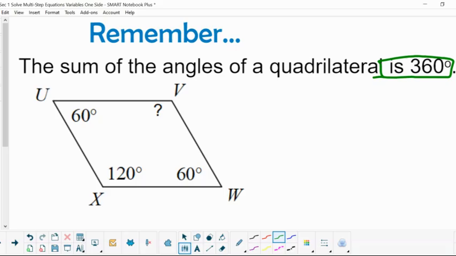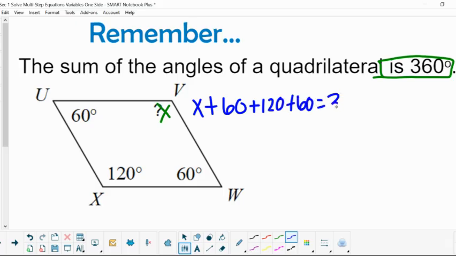To find this missing value, we can make an equation to help us find the missing value because we know they add to 360. So do this with me in your notes. Let's just write it out just to remember how to do this. You're going to take every angle, so do this with me please. It doesn't matter where you start. Let's take x and then we'll go 60, then 120, then 60 equals 360.